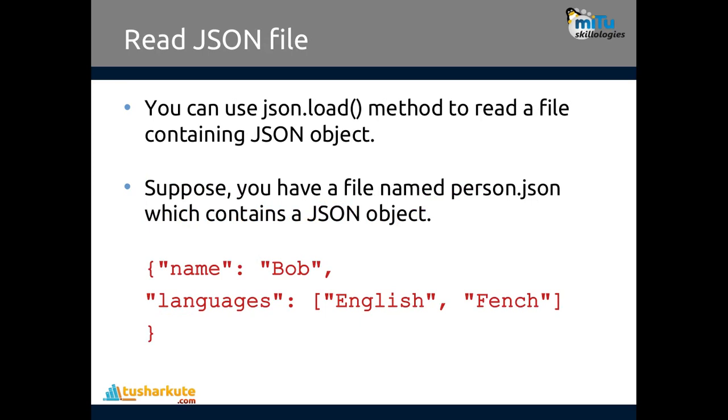Now we can use the json.load method to read a file containing JSON objects. Just check, the methods are different there. In the previous example, the method is loads, that is load string. Now if I want to read an actual JSON file, then I'll be making use of the method load. Suppose that we are having a file whose name is person.json.